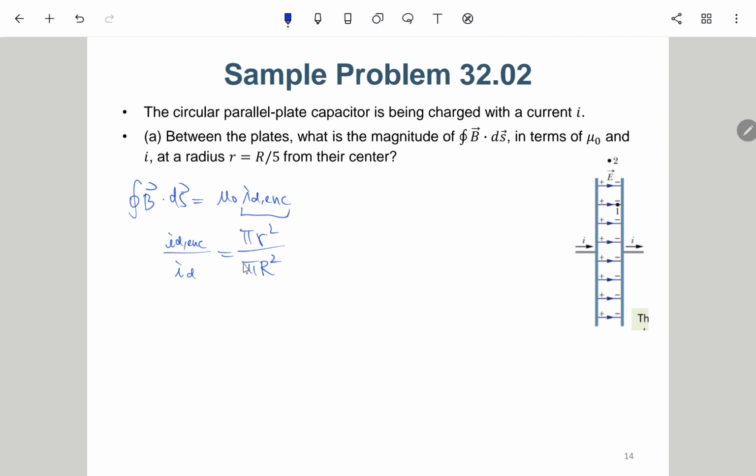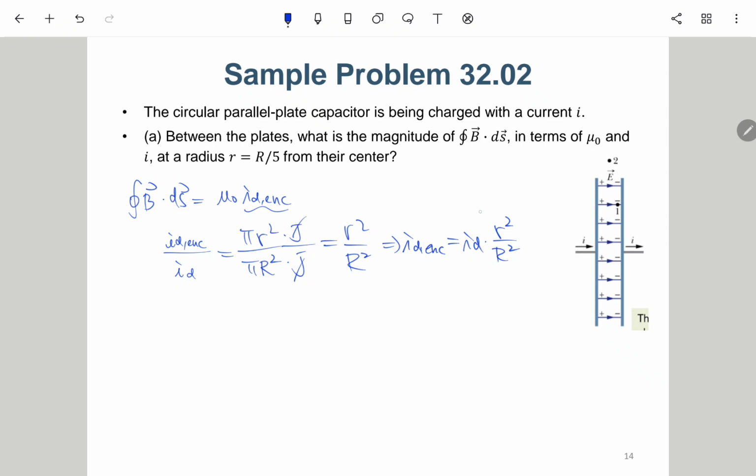So they are the cross section areas, because actually you can consider it as multiplying by the same current density. So this J and J cancel each other. So finally it turns out to be r square over capital R square. So it means that I_D enclosed is actually I_D times r square over capital R square.